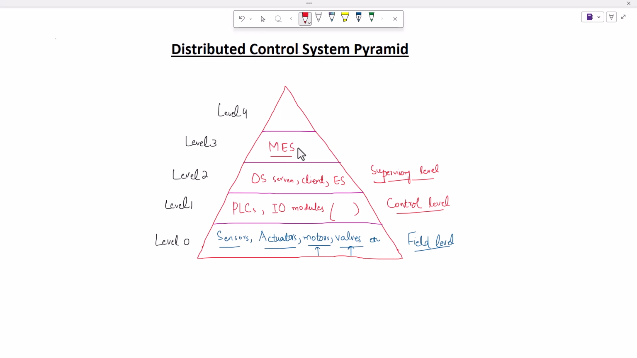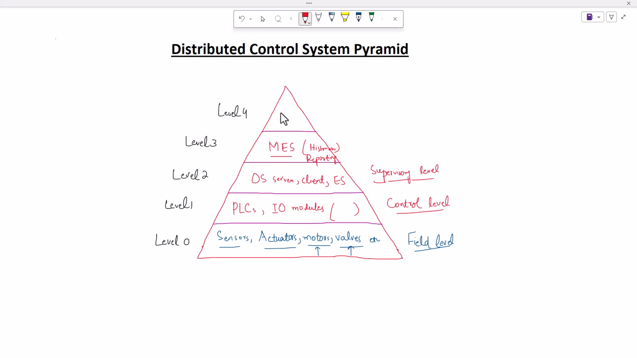Most of the DCS systems do not have this manufacturing execution system. However, it is an integral part of the latest or modern DCS control systems. This level contains the entire process data in the form of historians or information servers. Various reporting takes place at this level. The optimization of the process and production, quality control, and production scheduling happen at level 3. That is the manufacturing execution system of the DCS pyramid.